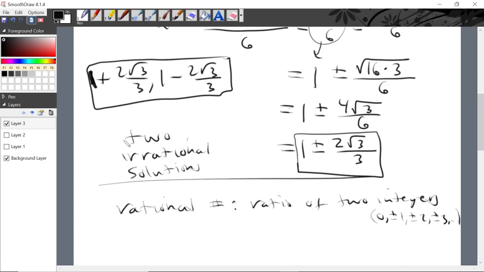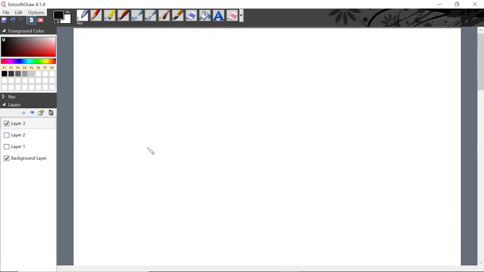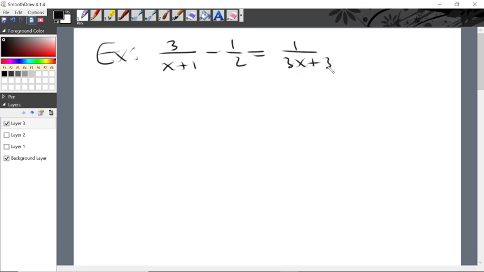All right. Let's try another kind of equation here. Let's try a rational type of equation. Let's see, I have one here. 3 over x plus 1, minus 1/2 equals 1 over 3x plus 3.